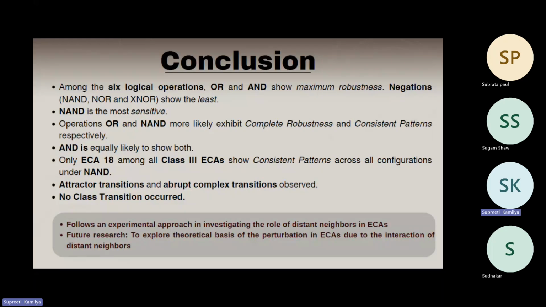But this is what we've done till now, and we have only scratched the surface of distant neighbor interactions for ECAs.